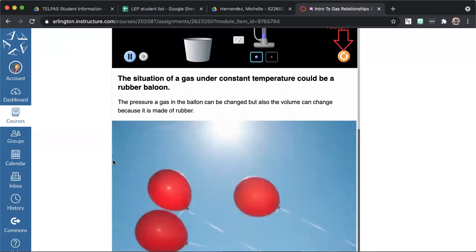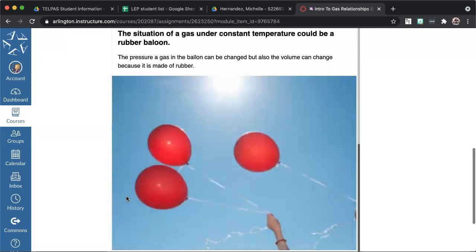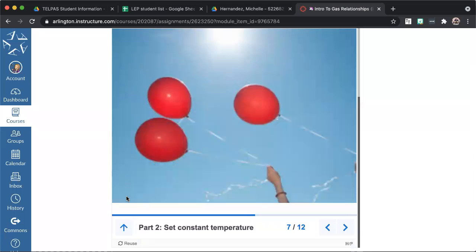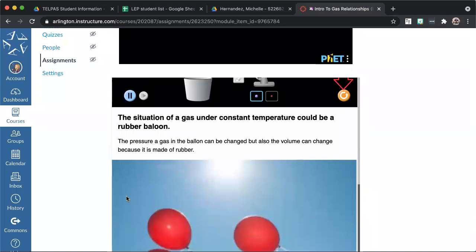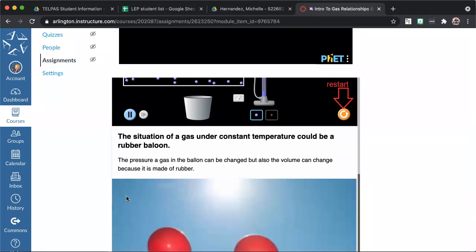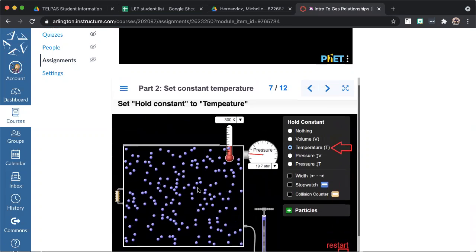So if you have a constant temperature, an example of this could be a balloon, okay? The pressure can be changed, but the volume can too, because it's made of rubber. It's something that's not rigid, okay? And so this is where, you know, if you see over time, sometimes balloons shrink and things like that. But you could take even a basketball or a balloon and put it in the freezer and come back an hour later, and it's going to have shrunk because the temperature affects the volume at that point. You could also heat it up and it would kind of do the same thing.